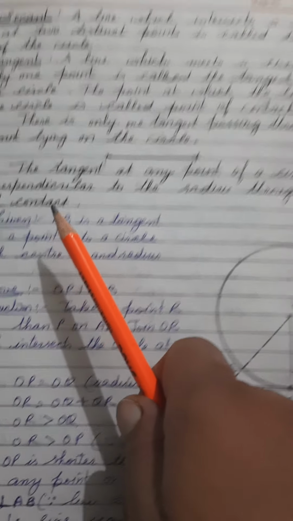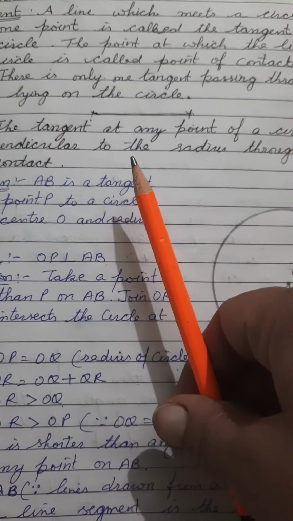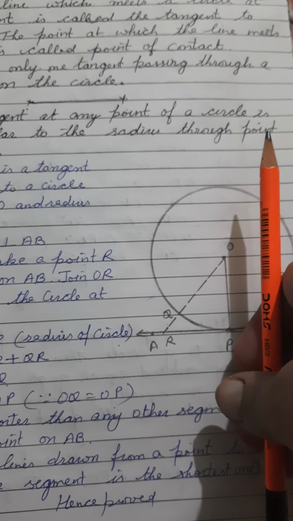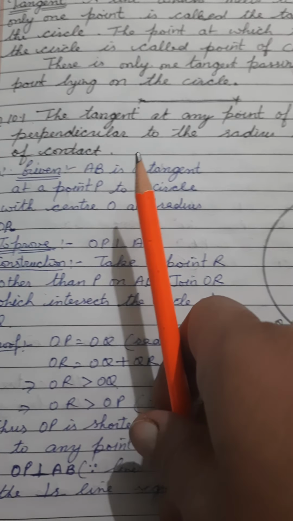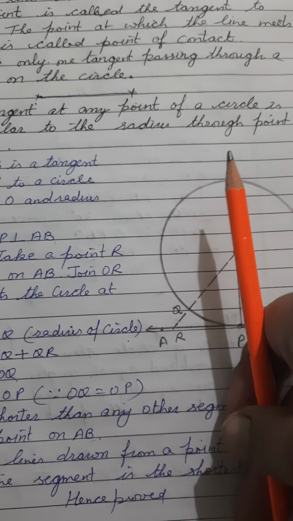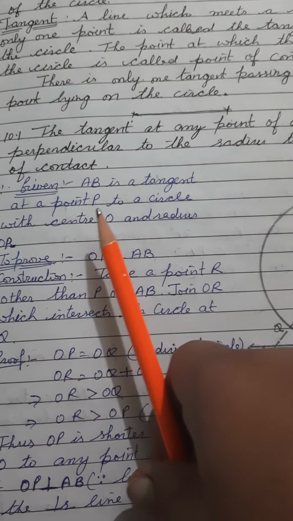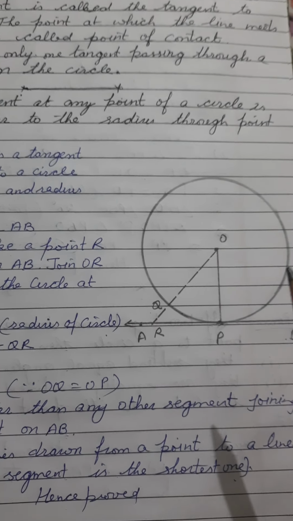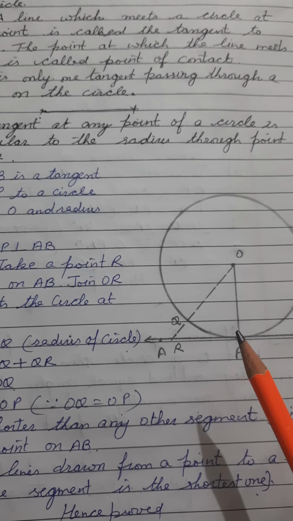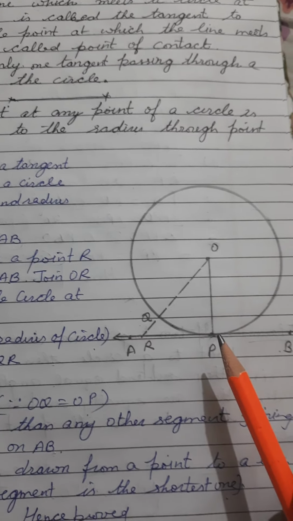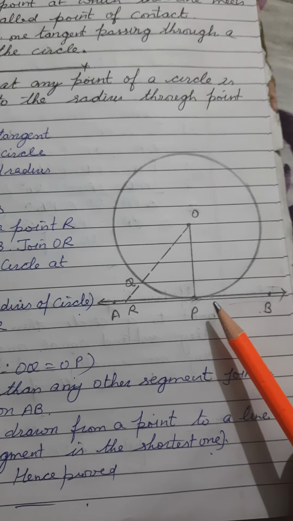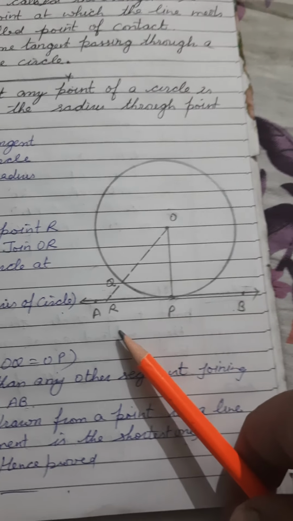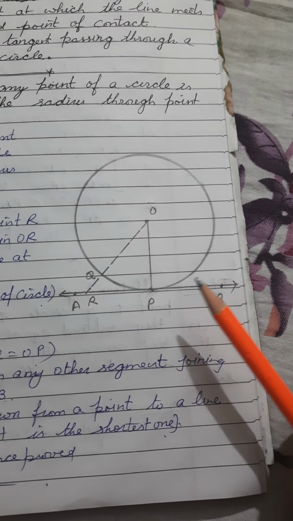Theorem 10.1. The tangent at any point of a circle is perpendicular to the radius through point of contact. Take a circle centered at O. P is the point at which we have drawn the tangent AB.